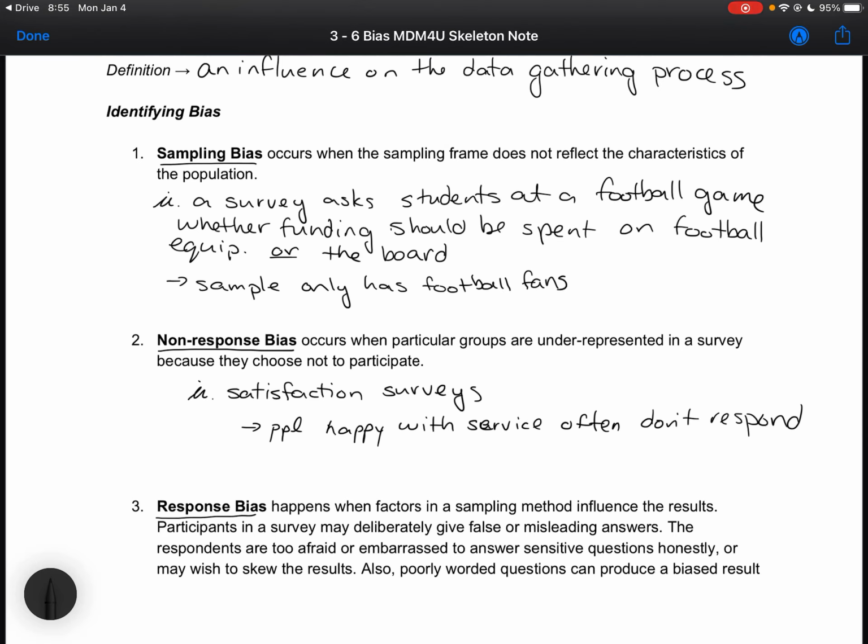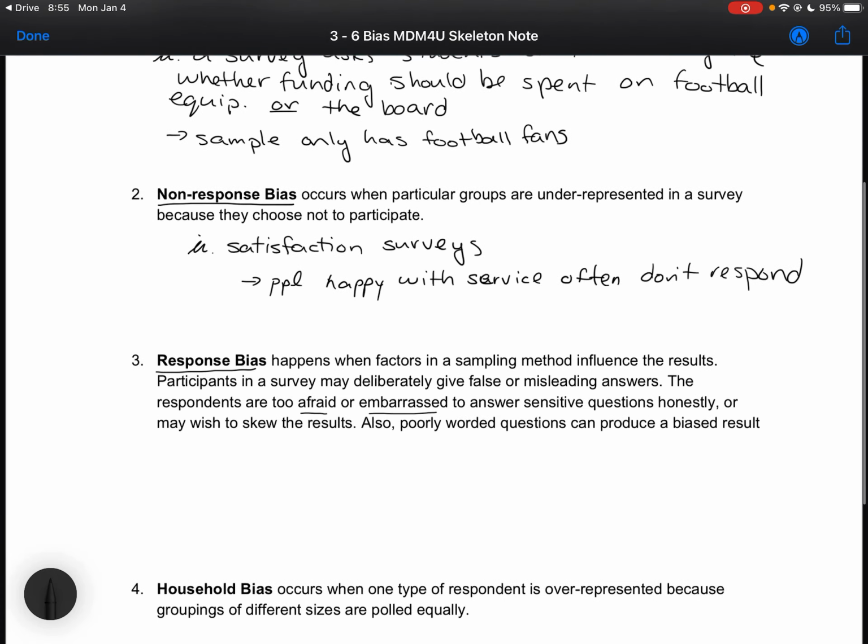The third type of bias that you should be familiar with is response bias. This happens when factors in a sampling method influence the results. Participants in a survey may deliberately give false or misleading answers. The respondents are too afraid or embarrassed to answer sensitive questions honestly, or may wish to skew the results. Also, poorly worded questions can produce a biased result unintentionally.